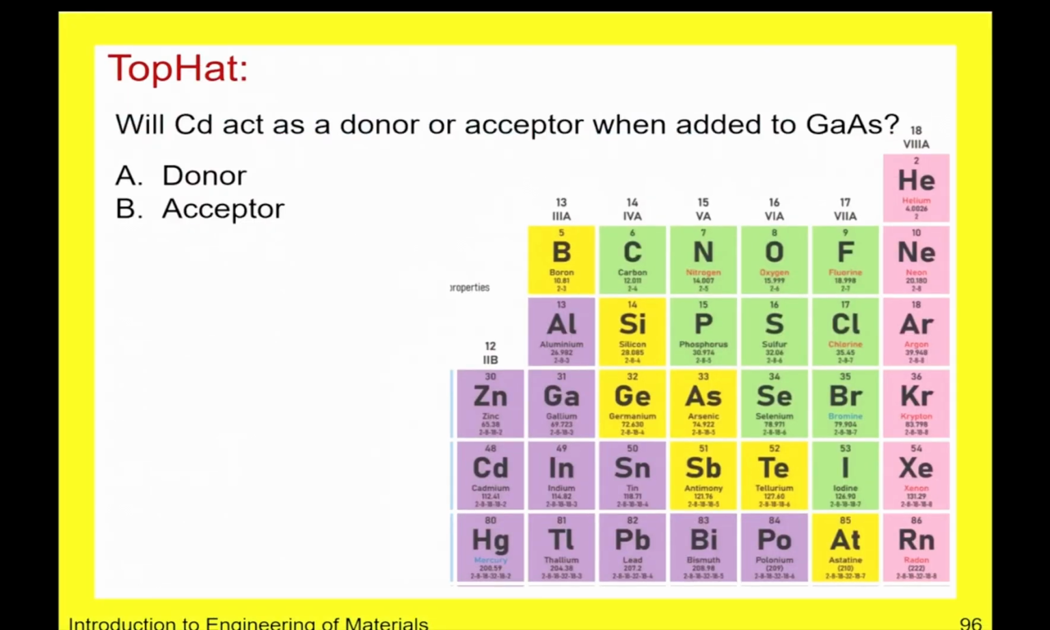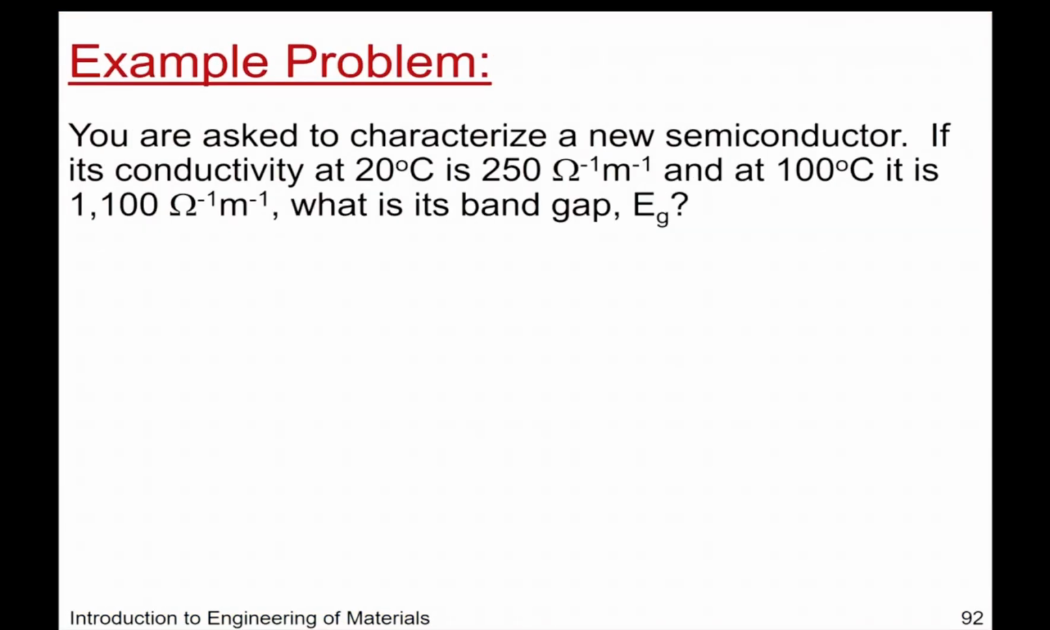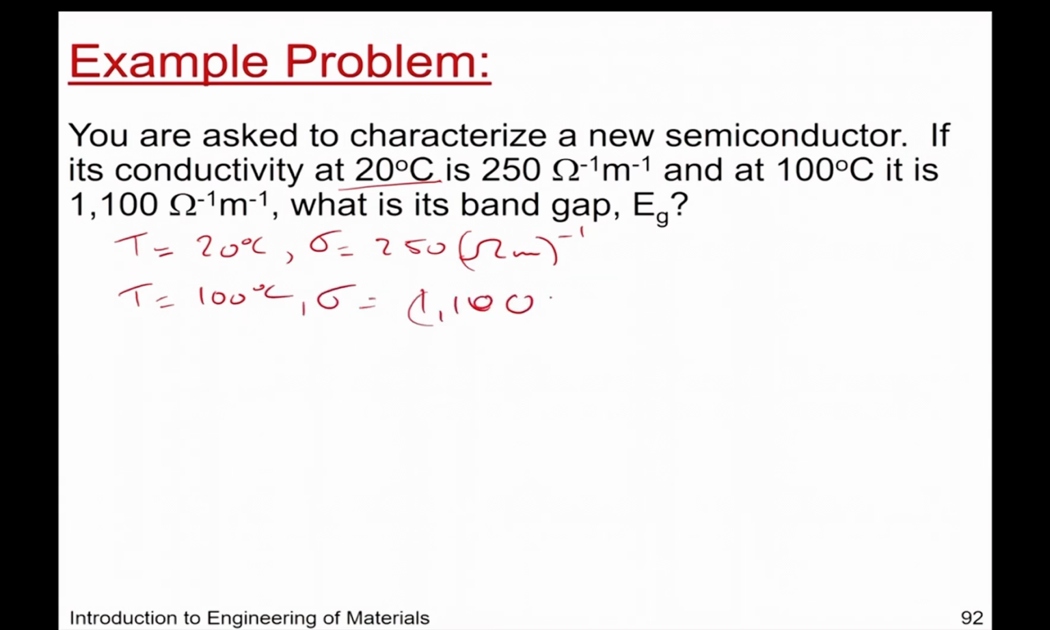I think, given the interest of time, we should just do the example that is here. So in terms of solving a system of equations, if you have the conductivity at a certain temperature T1, and conductivity is 250, and now you have T equal to 100 C, and its conductivity is increased dramatically. You're asked to solve for the band gap.